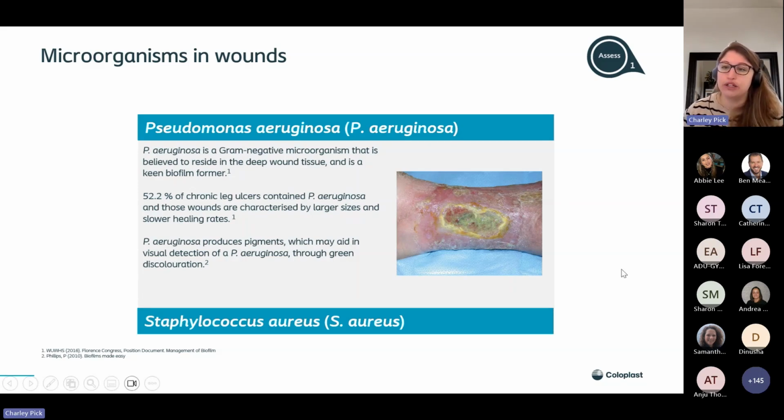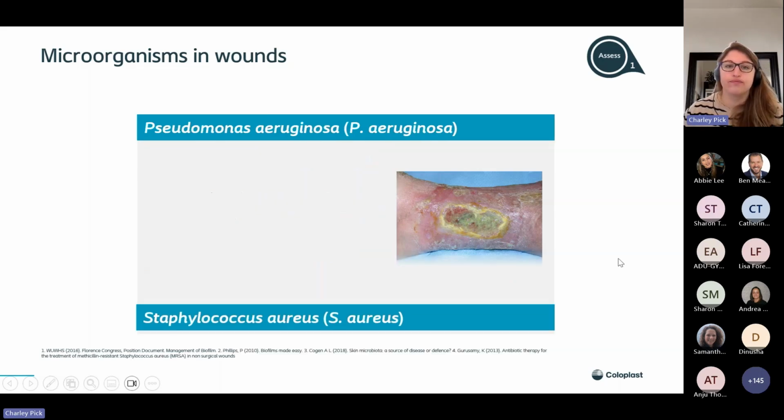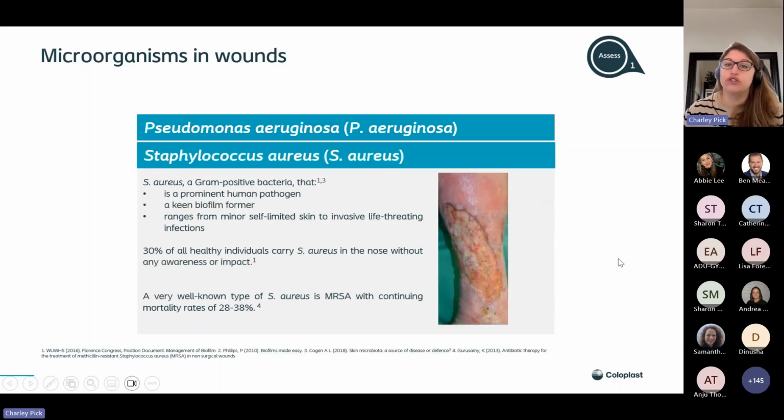You usually smell Pseudomonas before you see it. And then you've got your Staphylococcus aureus, otherwise known as MRSA. It's a gram-positive bacteria, it's a prominent human pathogen, it's a keen biofilm former, and it can range from minor self-limiting skin infections to invasive life-threatening infections.